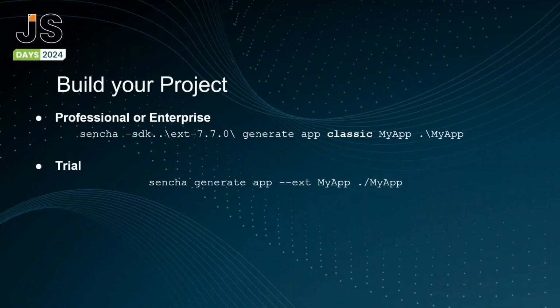So, like I was saying, we need to create our project. We can create it with Sencha Command. These 2 lines that I have here do just that. The first one is for the professional or enterprise version, and the second one is for the trial version. So it's quite simple. This is just assuming that you have the SDK on your computer in the Ext-7.7.0 folder, and your application name is going to be MyApp, and it's going to be in the MyApp folder. It's the same thing for the trial. However, the trial is going to get the SDK from the server.